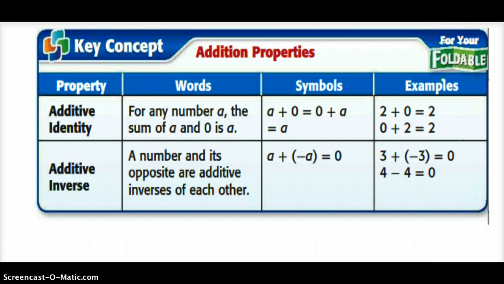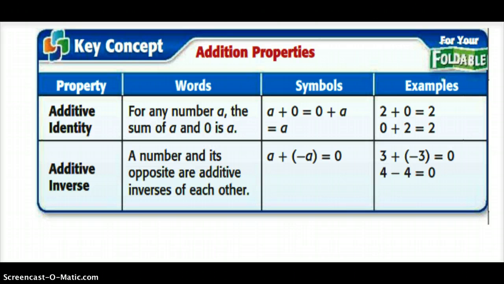Next, we have properties of addition. And the two ones here are additive identity and additive inverse. What additive identity says, if you add 0 to something, it's going to stay right where it was. So in other words, if you have 2 and you add 0 to it, it's going to remain 2. And then if you had 0 and you added 2 to it, it would be 2. So what you're basically saying is that if you add 0 to something, it stays just the way it was.